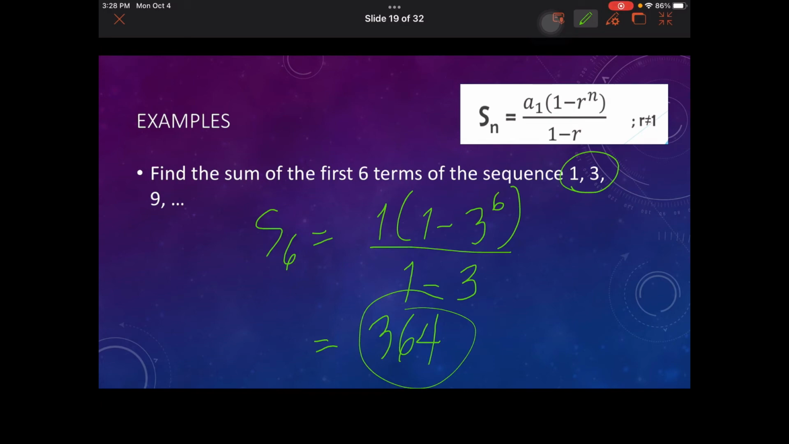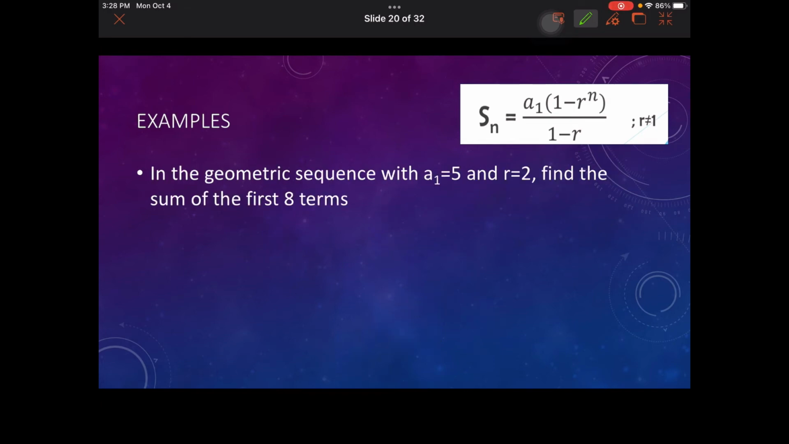Alright, so this one, please do this on your own. You may pause the video right now to try and solve this question. If hindi mo naman feel mag-pause, okay lang naman, naririnig nyo na naman ang aking boses, i-solve natin to together, okay? So, we're looking for the sum of the first 8 terms.